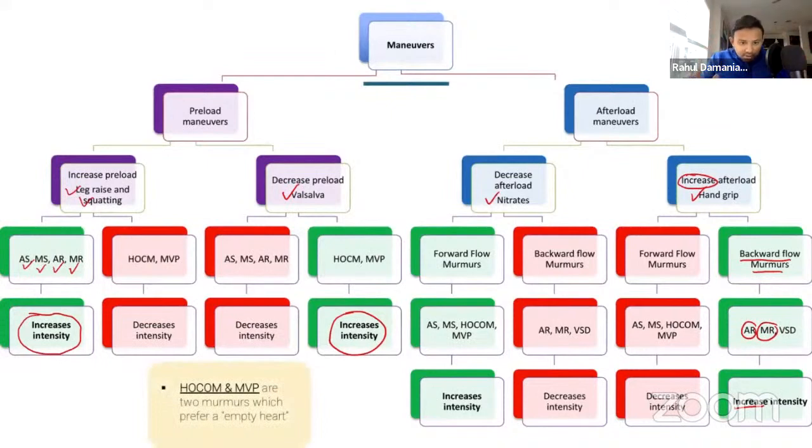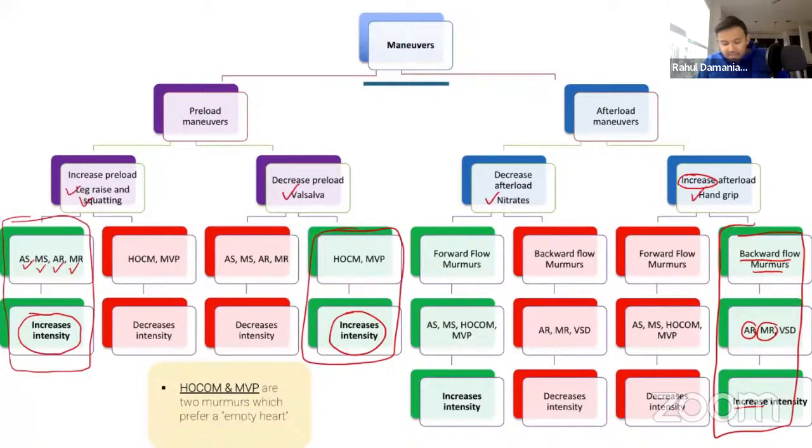High yield for us to know, just as a summary point, is that when it comes to preload maneuvers, the two murmurs which prefer an empty heart, i.e. are louder with an empty heart, are HOCM and mitral valve prolapse. So I would say what is high yield is this, and this.